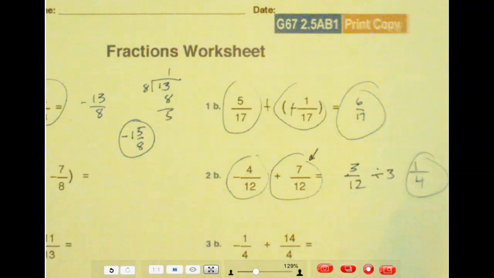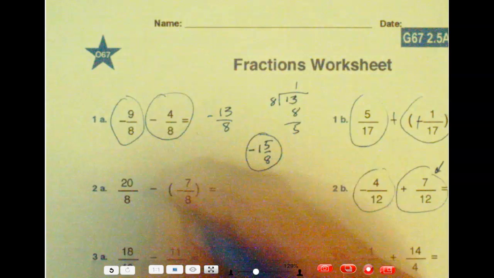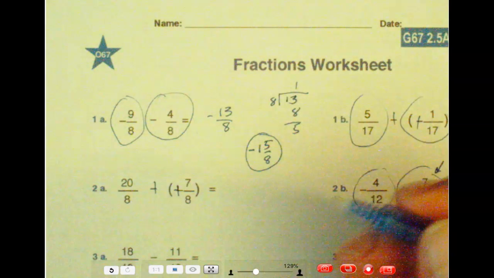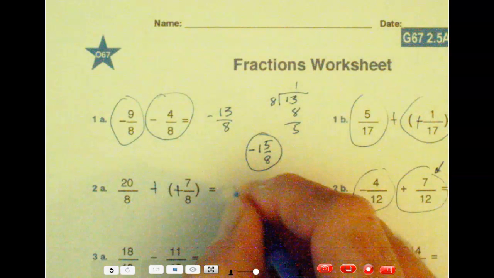Okay, let's keep going. Try another one here. 20 minus a negative 7/8. Think about it. What's your plan? All right, you should have said something like, it's a double shot. We're actually going to add these two together. So 20 plus 7, this is going to give us 27.